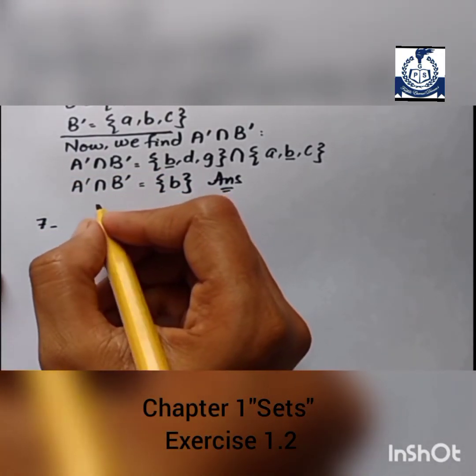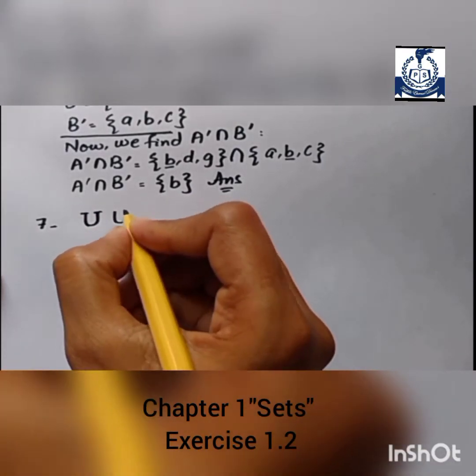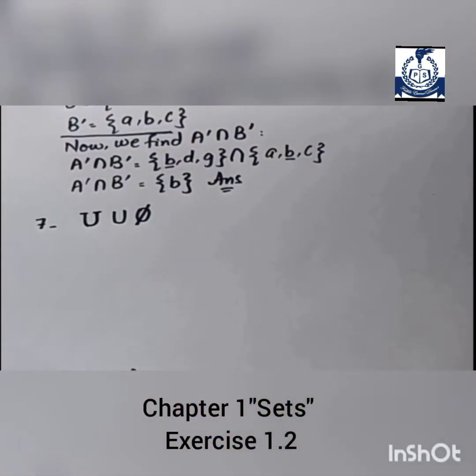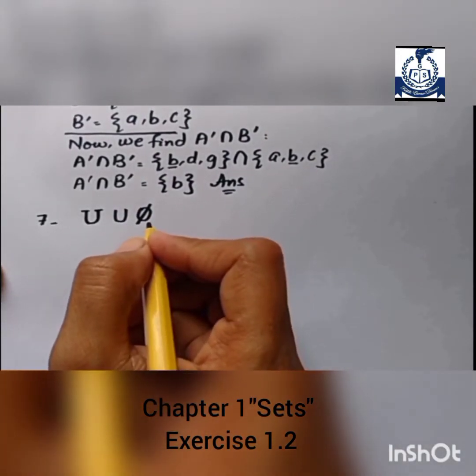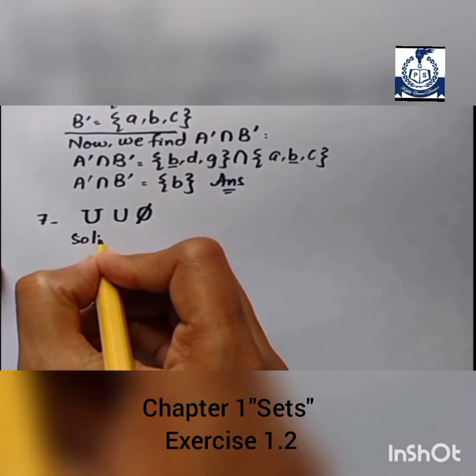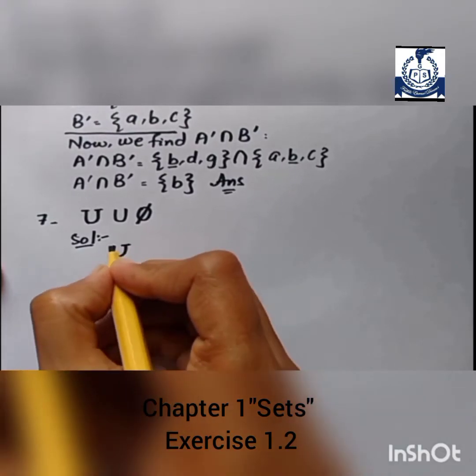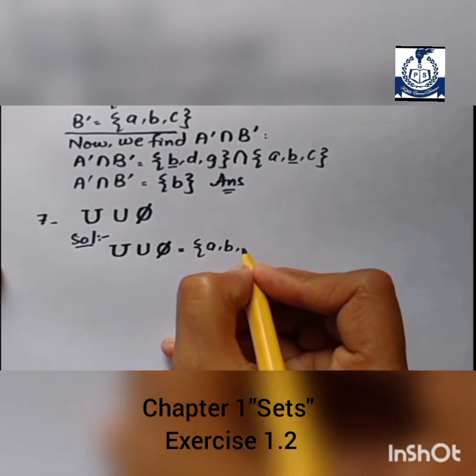Part number 7 is universal set union null. In a place of universal set, we write the elements of the universal set, union sign as it is. In a place of null, we write null. Solution: universal set union null is equal to A, B, C, D.